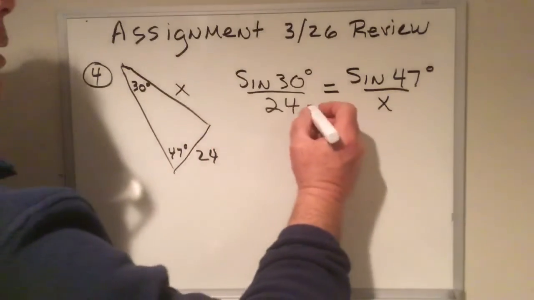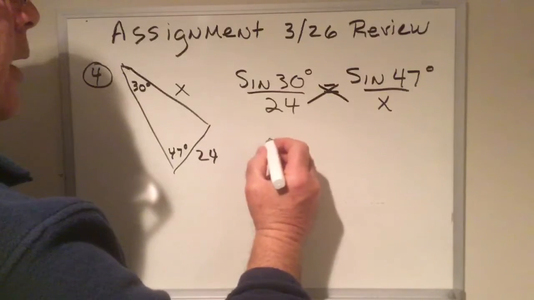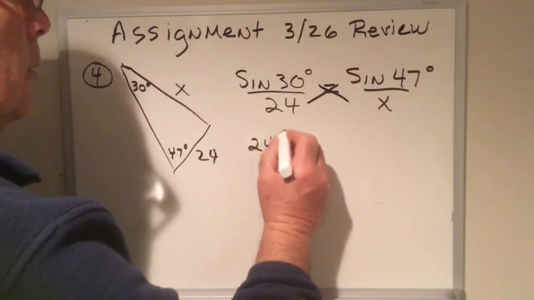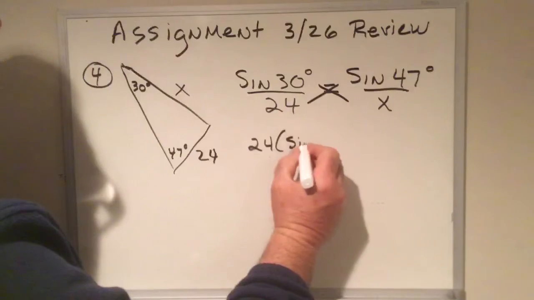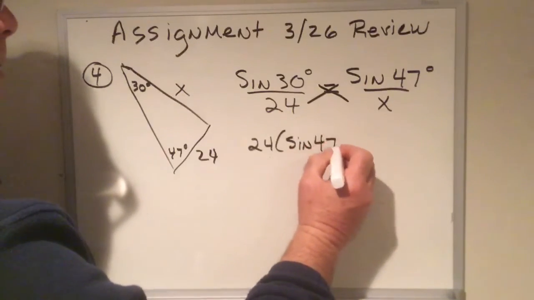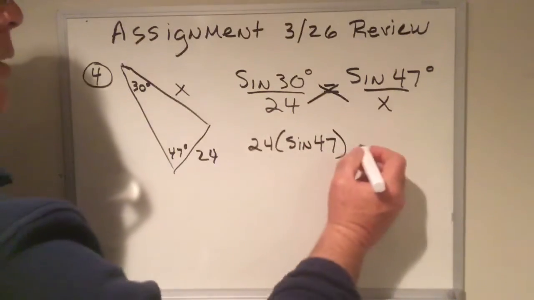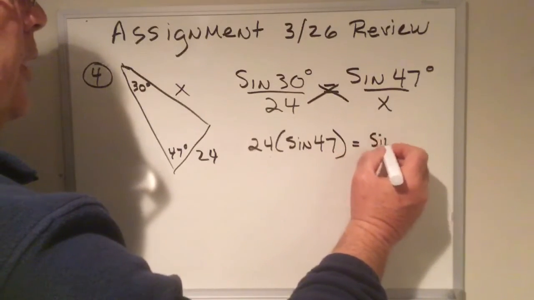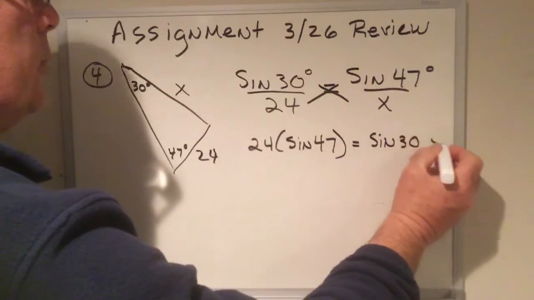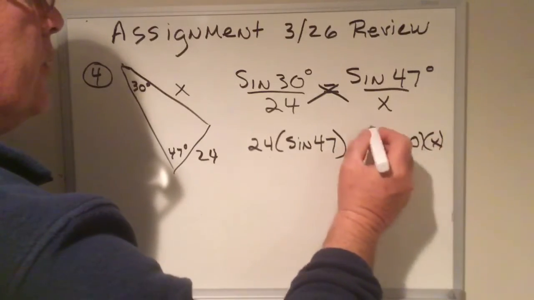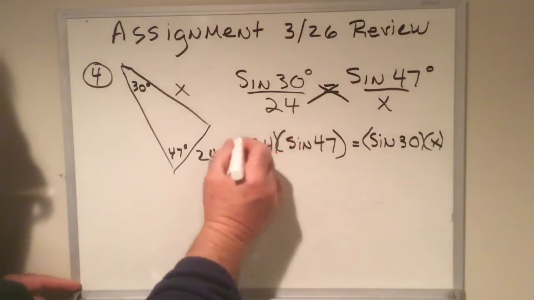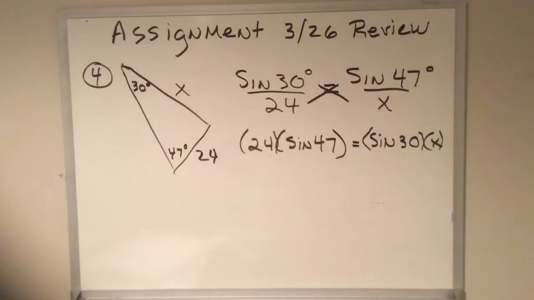We'll be deliberate in our cross multiplication here. We're going to take 24 times sine 47, and on the other side, sine 30 times the x. I'm putting them in parentheses to highlight that they are factors. We're multiplying. So there's our setup, there's our equation after you cross multiply. And now we want to use a little algebra to solve for x.